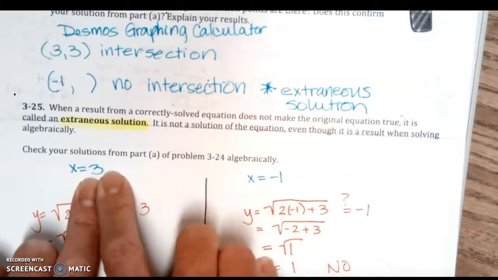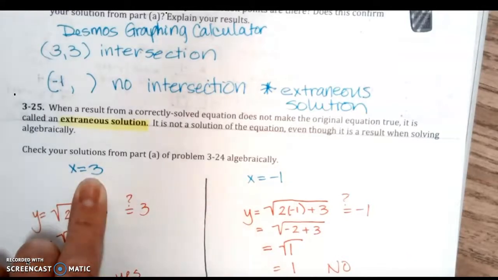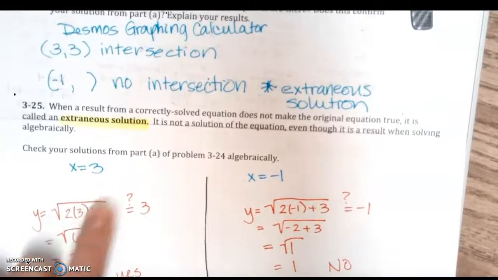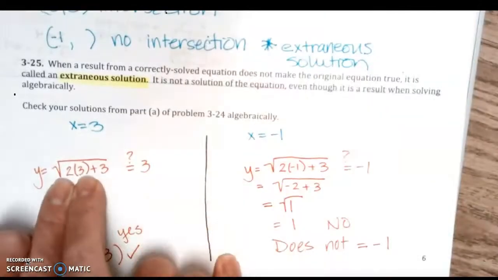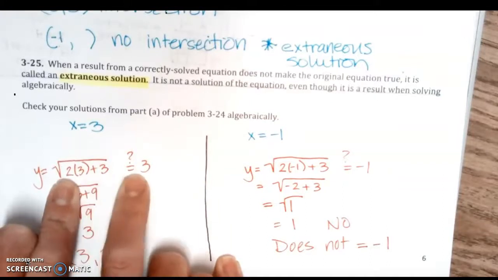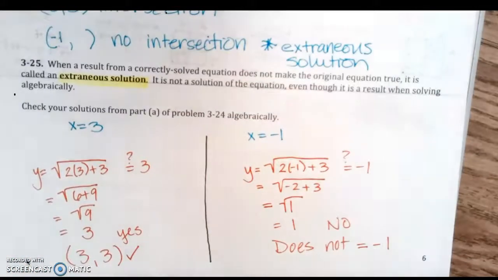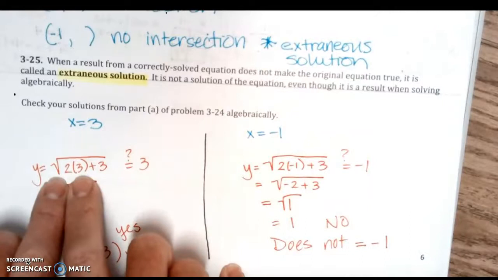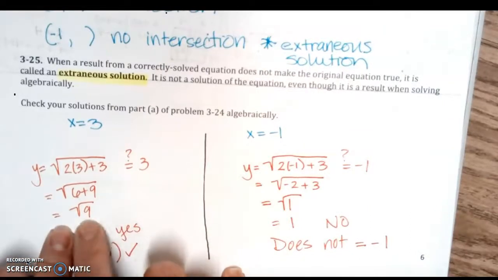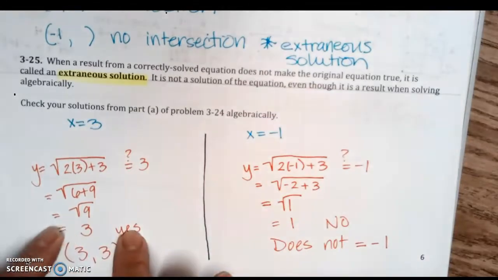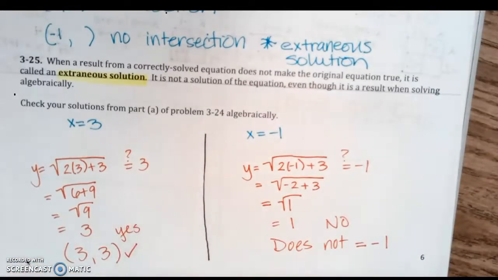We know that 3 works, right? We just saw it on the graph. You're looking at it on your Desmos, right? So we're going to take that 3 and plug it in under the radical where that x was, and we should get 3, right? Because it intersects at 3, 3. So 2 times 3 is 6. 6 plus 3 is 9, and the square root of 9 is 3. Does it work? Yes, it works.